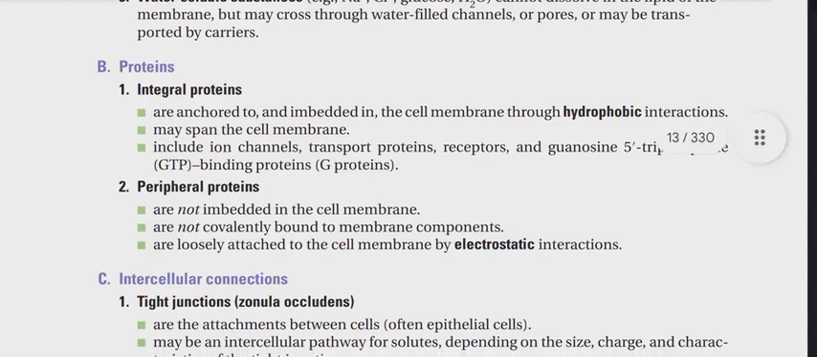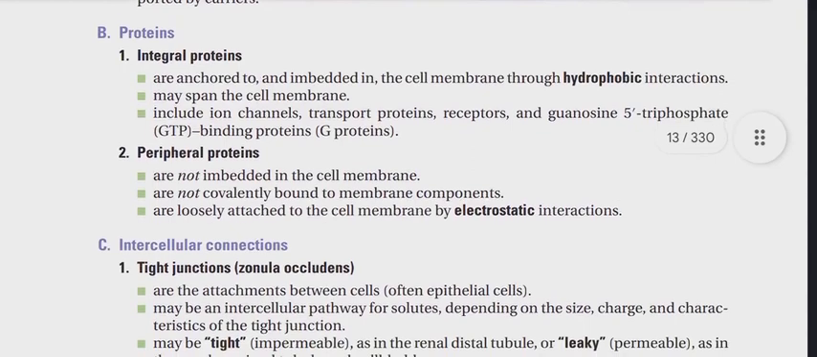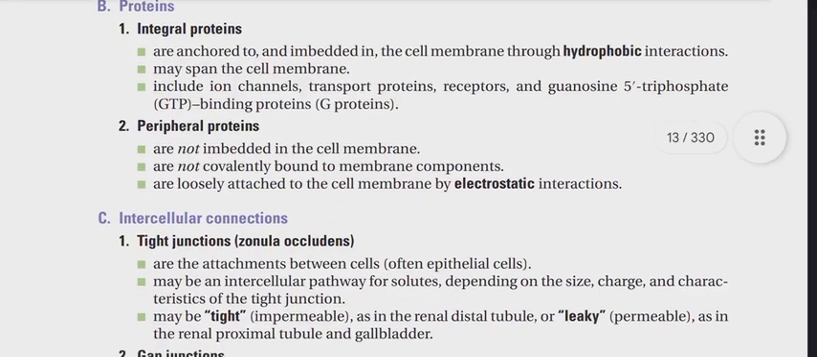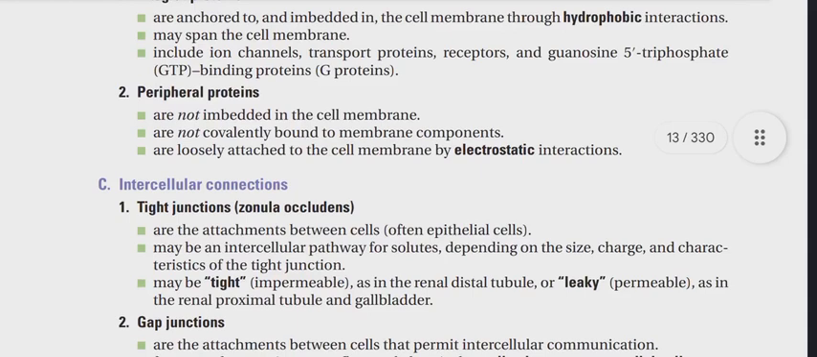They may span the cell membrane and include the ion channels, transport proteins, receptors, and guanosine 5 triphosphate. Peripheral proteins are not embedded in the cell membrane, are not covalently bound to the cell membrane components, and are loosely attached to the cell membrane by electrostatic interactions.